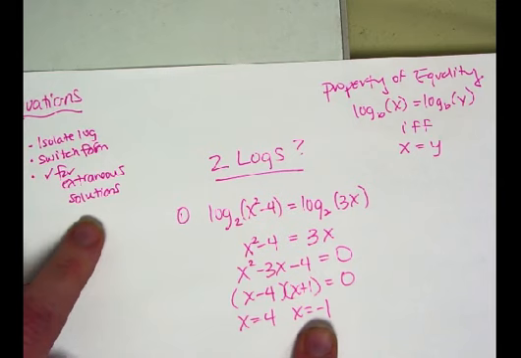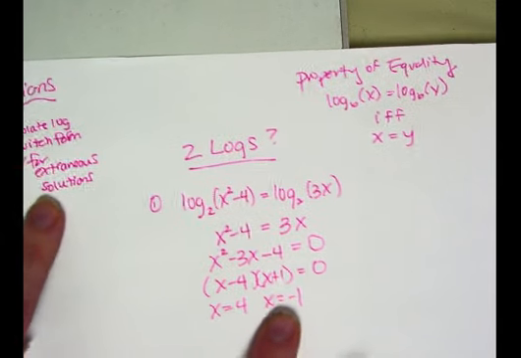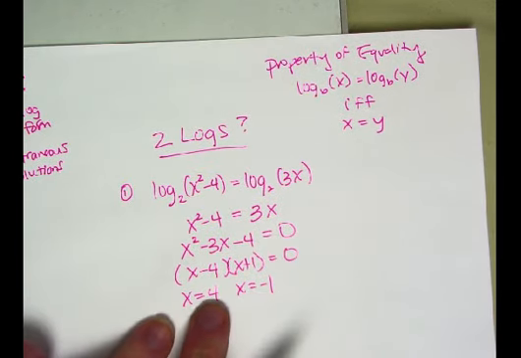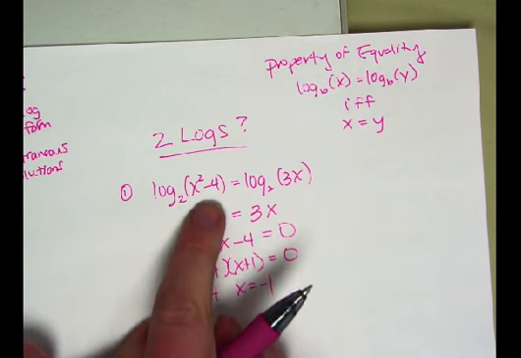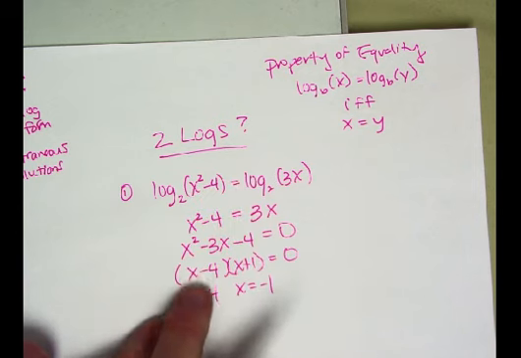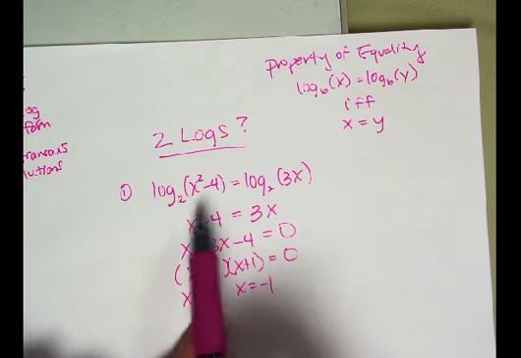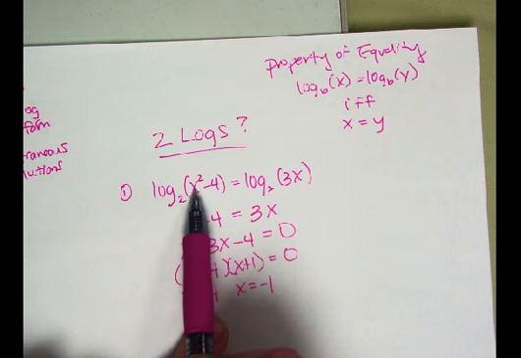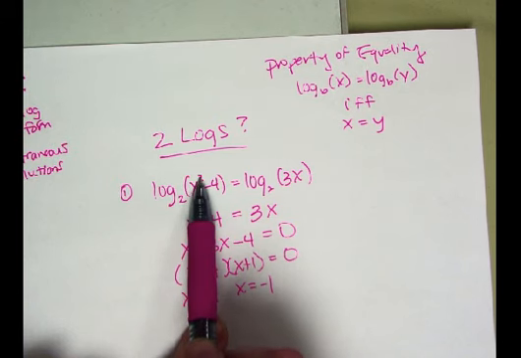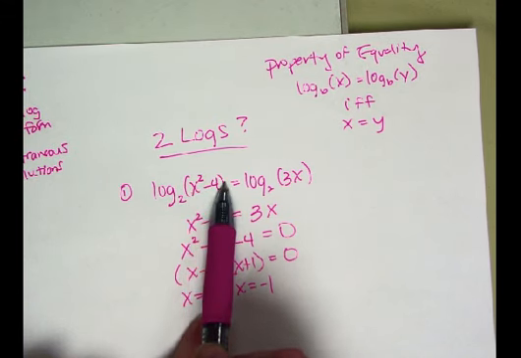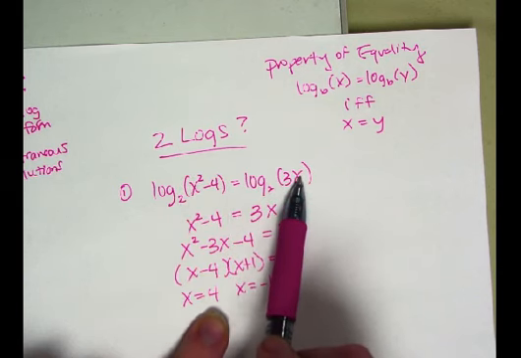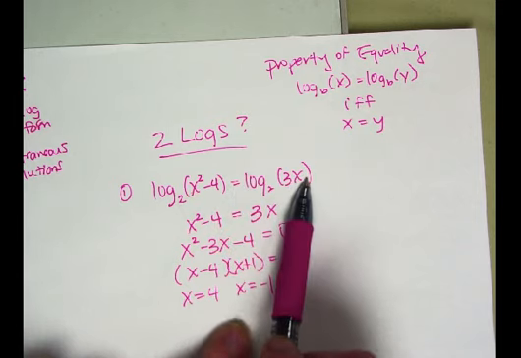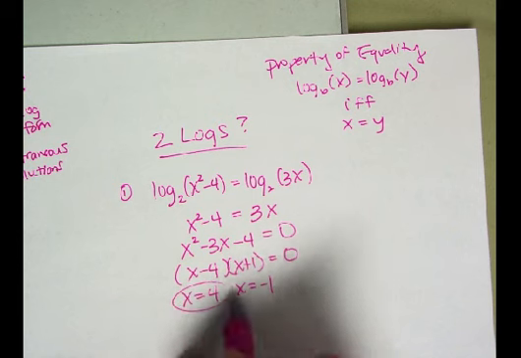This one as well, we want to make sure to check for extraneous solutions. What that means is when we plug in a certain value for x, it would make both arguments true. So let's start with 4. If I put 4 in this side, 4 squared is 16. 16 minus 4 is 12. That's positive. And then 3 times 4, that's 12. So those are both positive. So I know for sure x equals 4 is a solution.